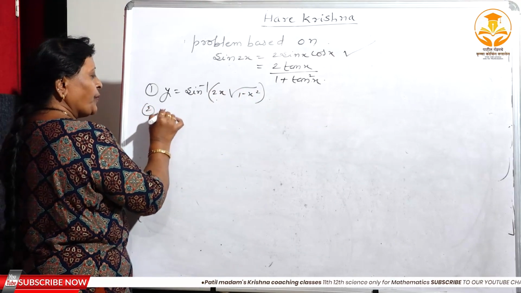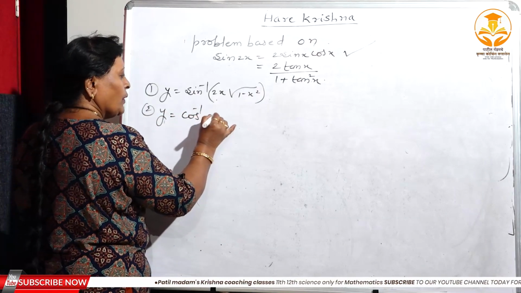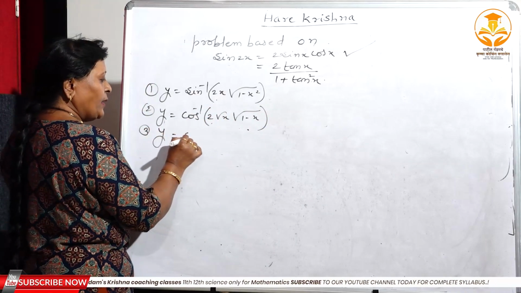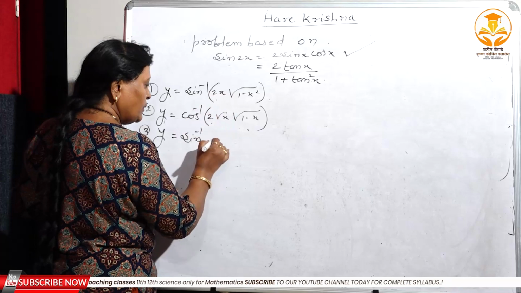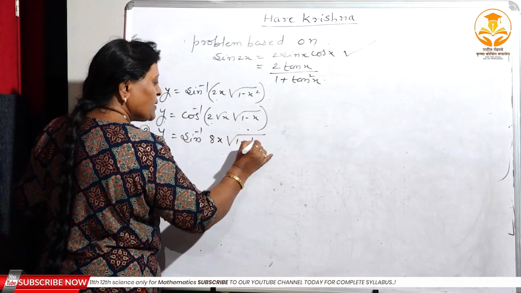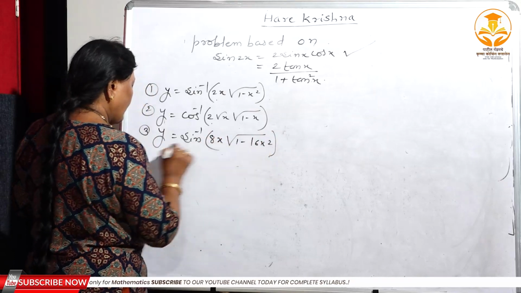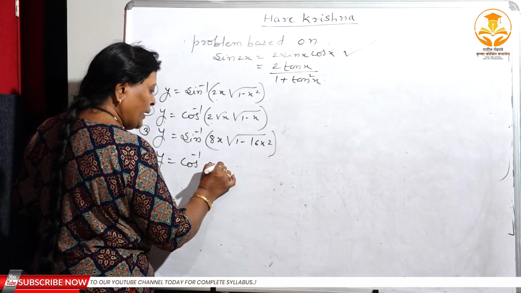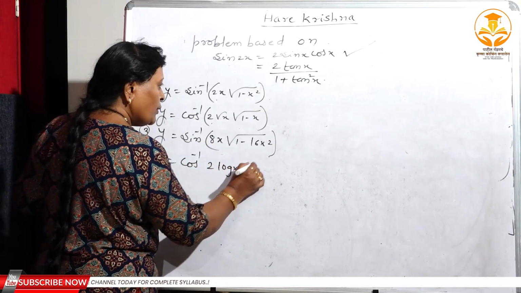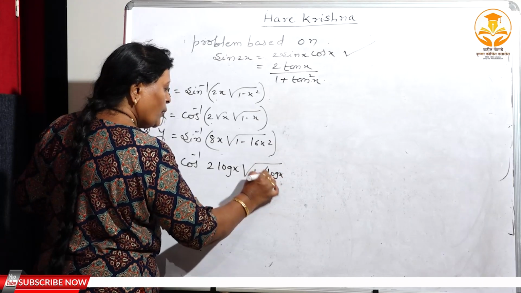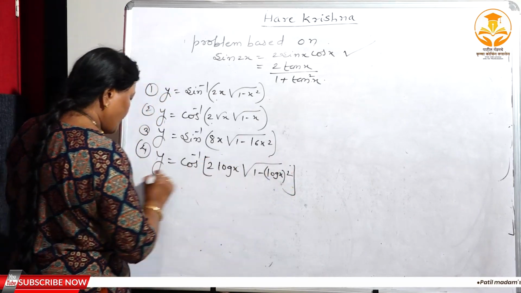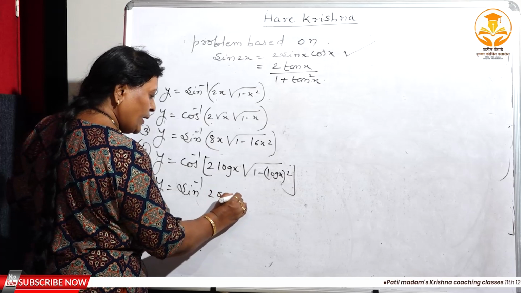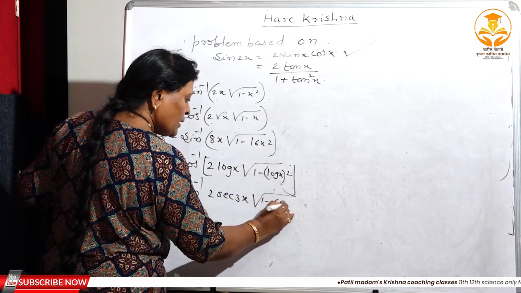Here again second one, y is equal to cos inverse of 2 root x, here 1 minus x. Again third, y is equal to sin inverse of 8x and 1 minus 16x square. Here again fourth one, y is equal to cos inverse of 2 e raised to x log x root of 1 minus log x whole square, isn't it? And the fifth one, y is equal to sin inverse of 2 sec 3x root of 1 minus sec square 3x.